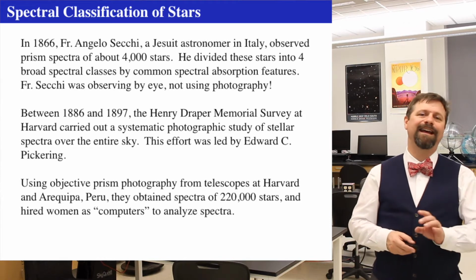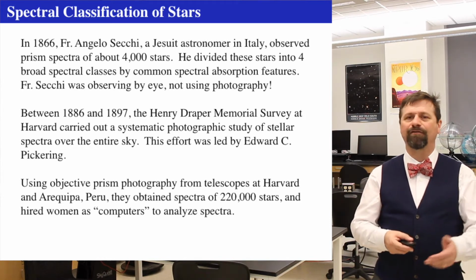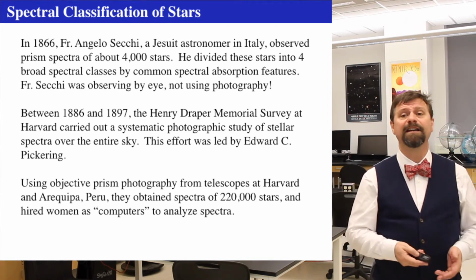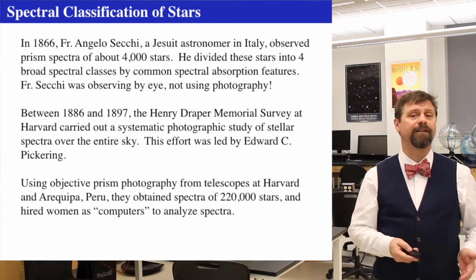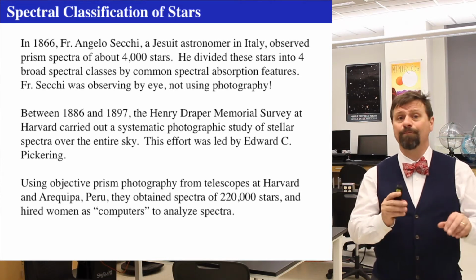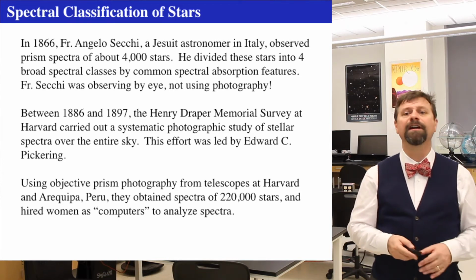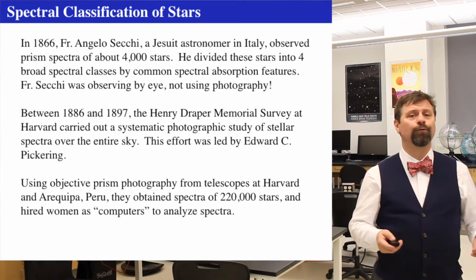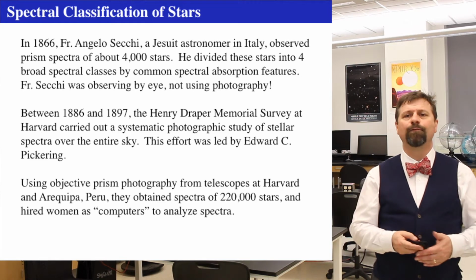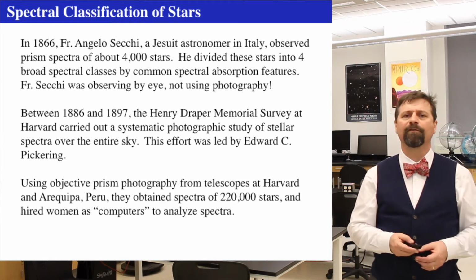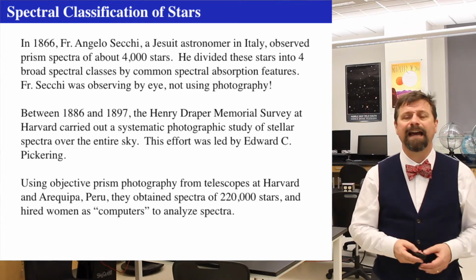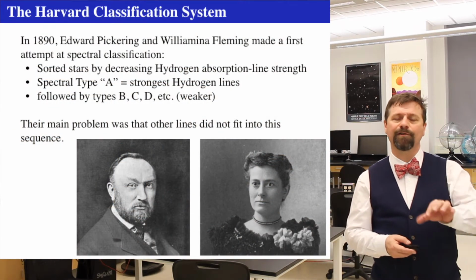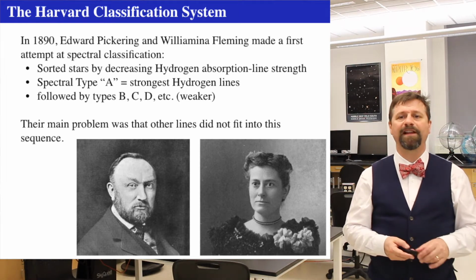And what they then said is, we're going to take all these spectra and we need to organize them. I mean, there are 250,000, for goodness' sake, and it's going to take a long time. So they hired a series of very intelligent women as computers. That was their job title, a computer, and their job was to analyze these spectra. So the women got in a room and started working on it, and Edward Pickering hired a large number of women to do this analysis. And in 1890, Pickering and Wilhelmina Fleming started their first attempt at spectral classification.